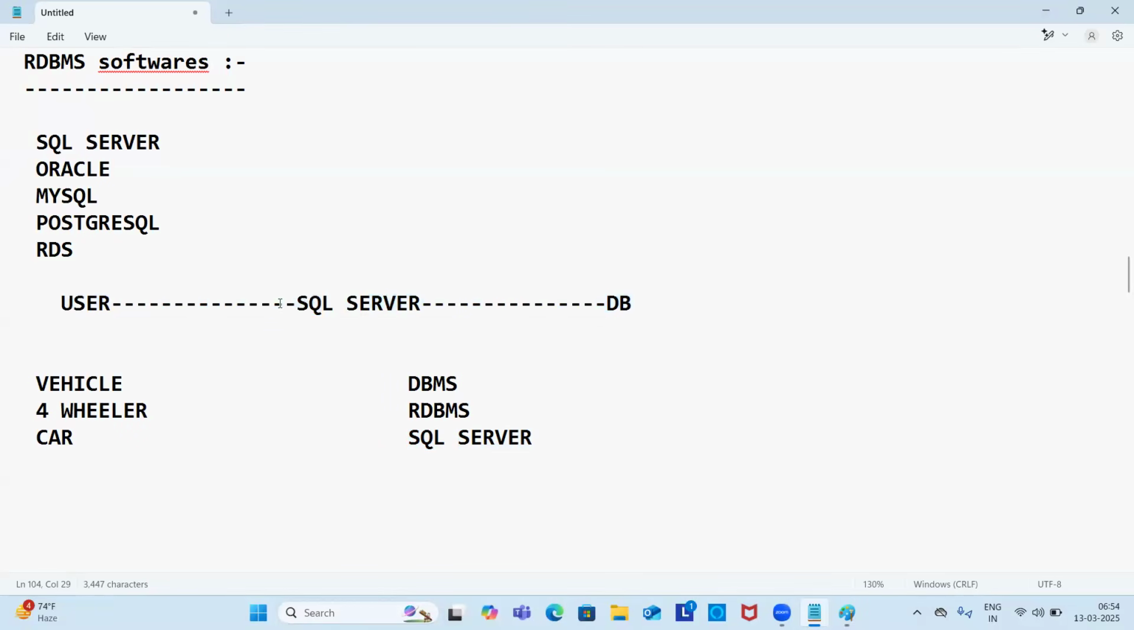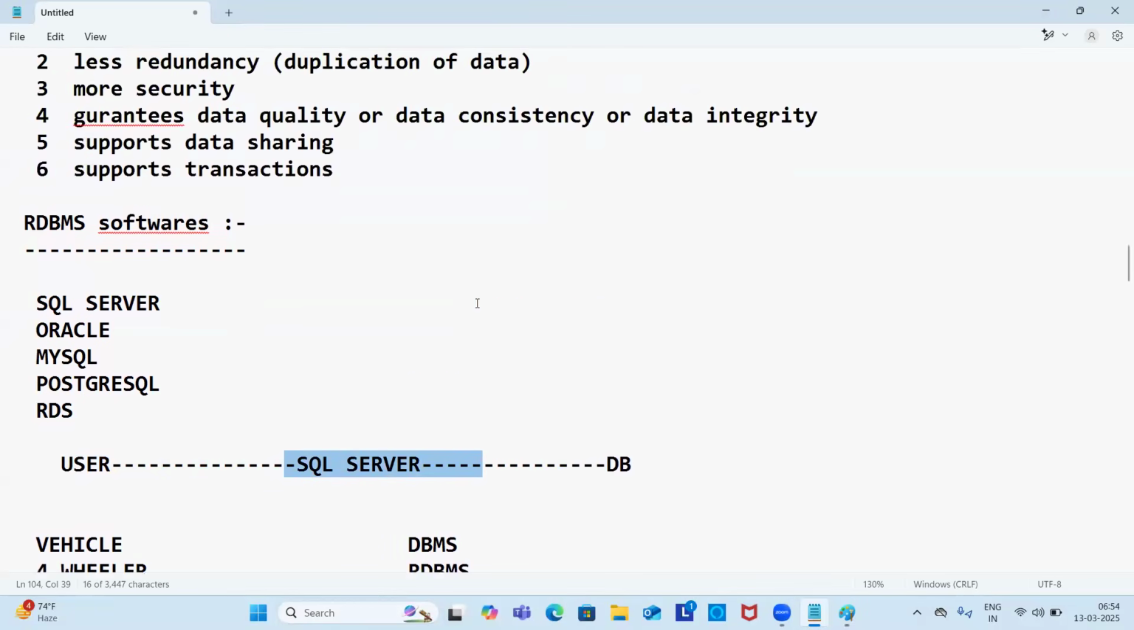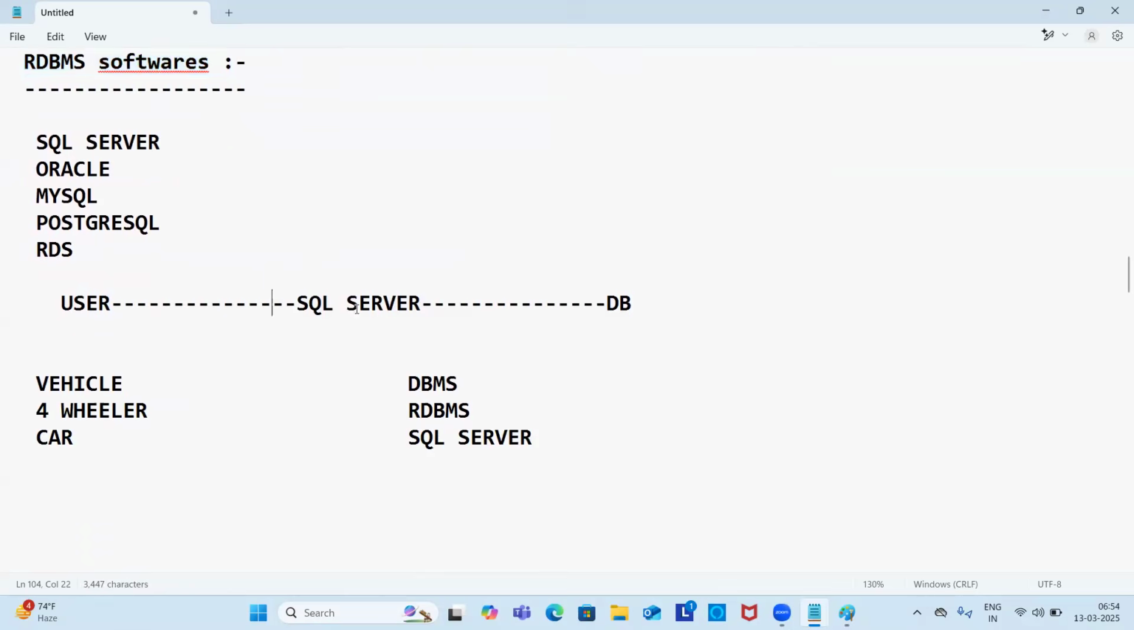If I ask you what SQL Server means, your answer should be: SQL Server is RDBMS software. What is SQL Server used for? SQL Server is used to maintain the database, to work with the database. If the user wants to work with the database, he takes the help of SQL Server. He gives a request to SQL Server, and SQL Server goes to the database and works with the database. That's all.